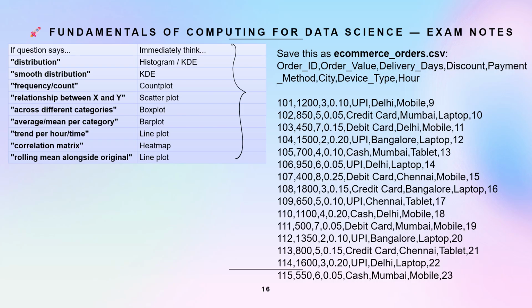How to identify based on the statement: rolling mean means line plot, correlation is heat map, trend per hour or unit time, average or mean per category is bar plot, across categories is box plot, relation is scatter plot, frequency of course you can say count plot, and then smooth distribution is always KDE.